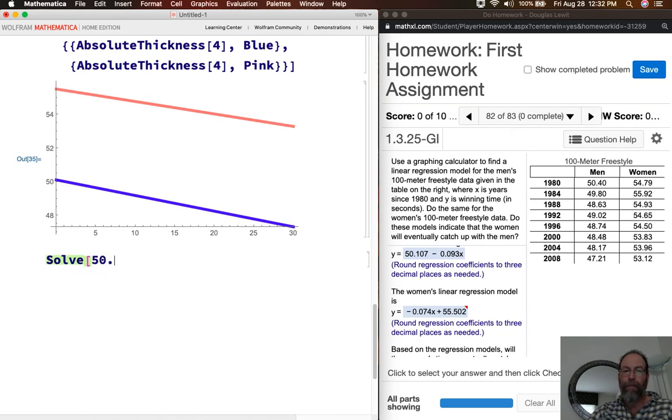So 50.107 minus 0.093. Oops, wait, I screwed that up. Sorry. 50.107 minus 0.093 times t. Is it ever equal to 55.502 minus 0.074 times t?